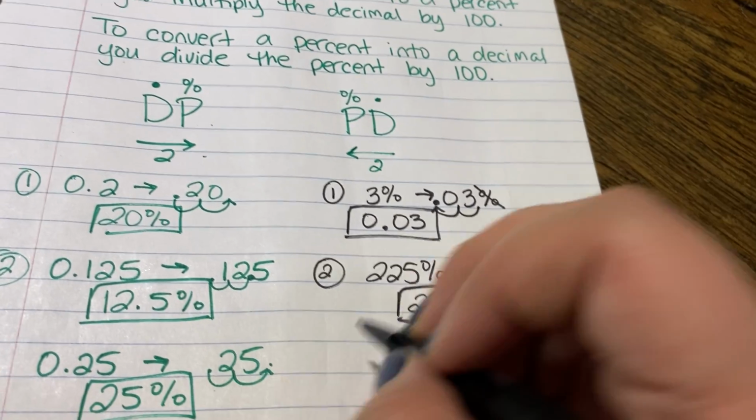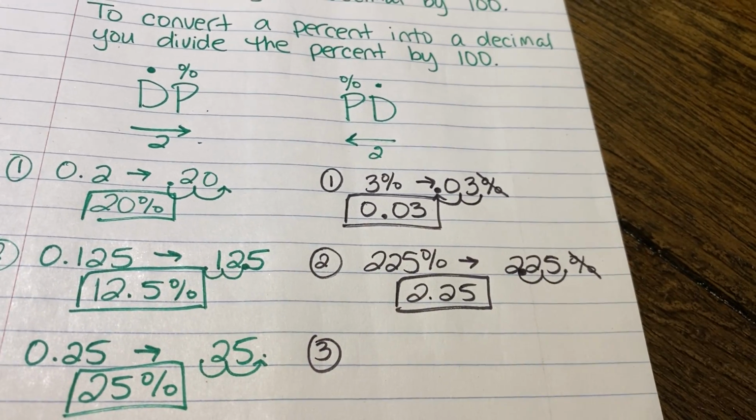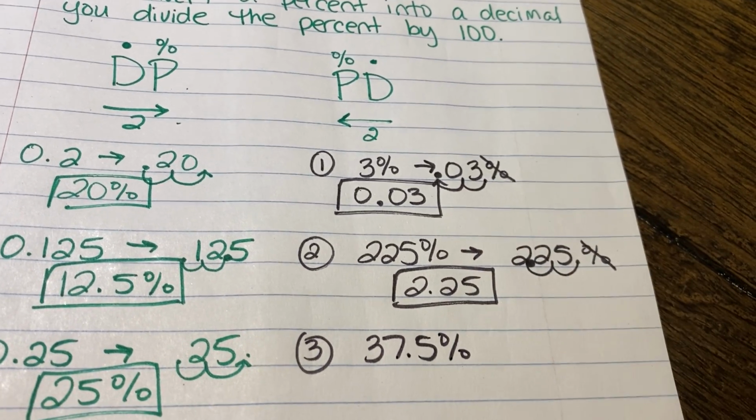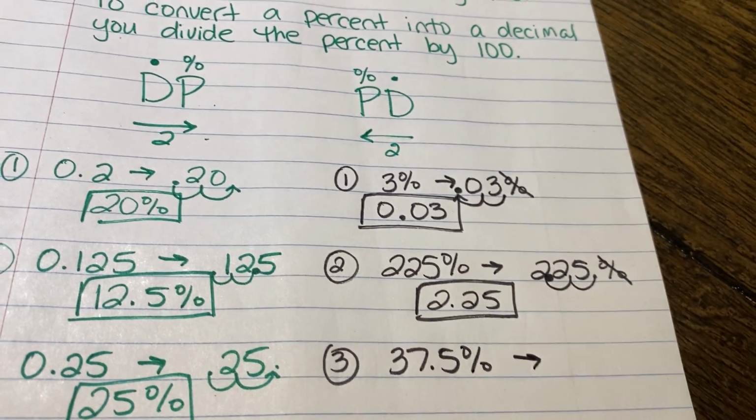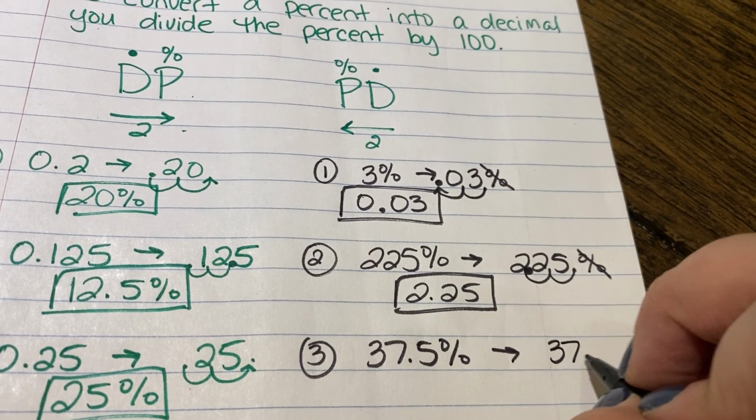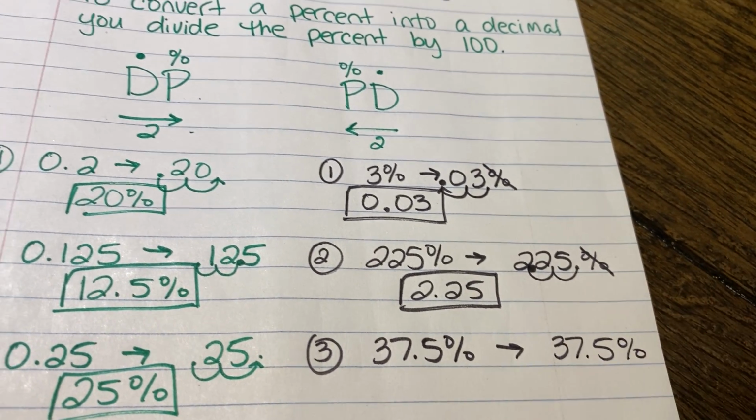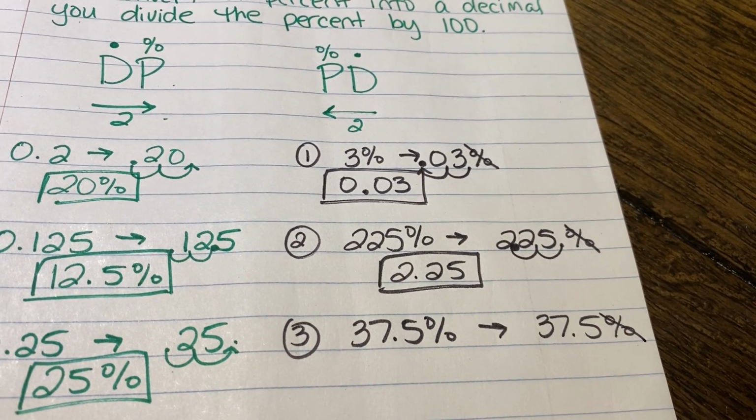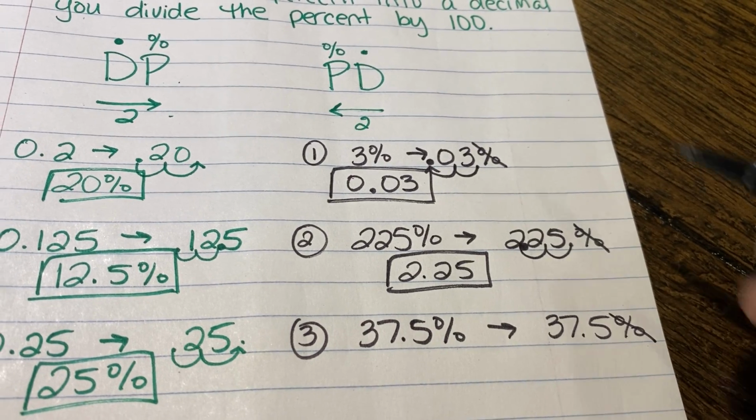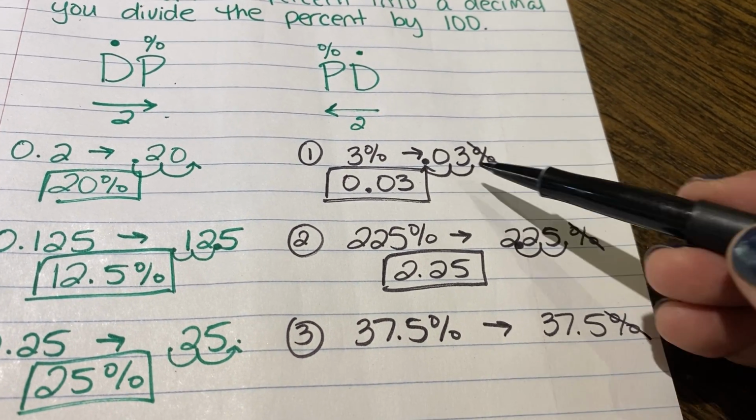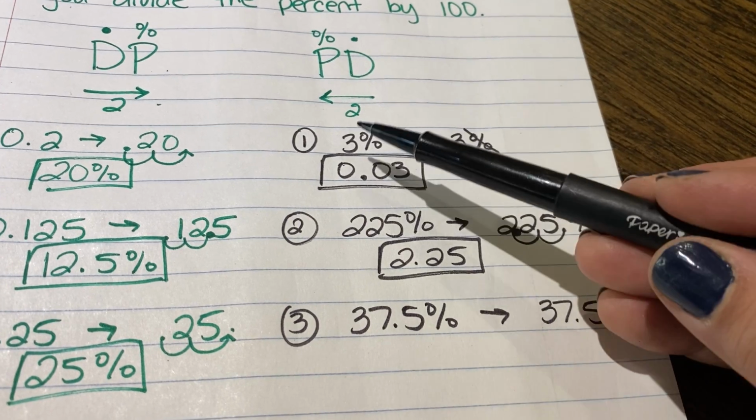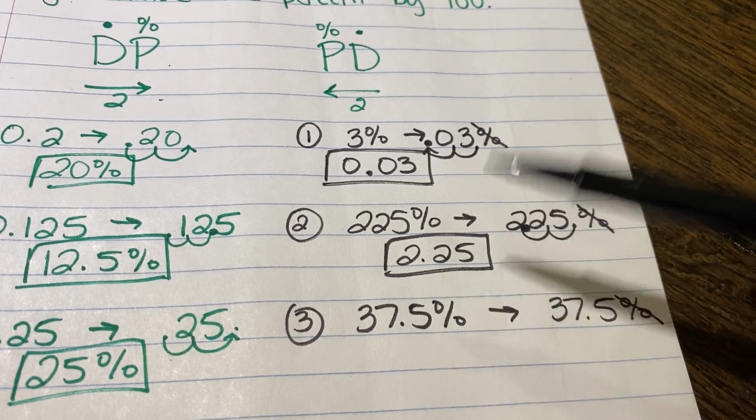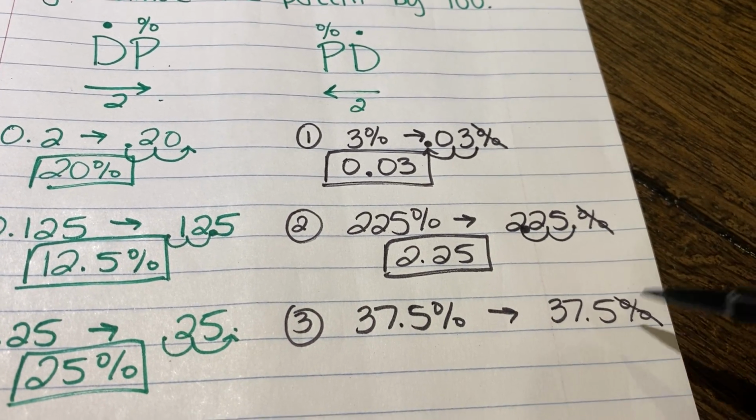And here's our last example, number 3, which is 37.5%. So again, we start with the number 37.5%. I don't need the percent sign anymore, so I can cross it off. And we're going to move the decimal 2 places to the left. So this one, compared to these two, they didn't give me a decimal in the problem. There was no decimal in 3%. There's no decimal in 225%. But there is a decimal here. So we don't have to make one.